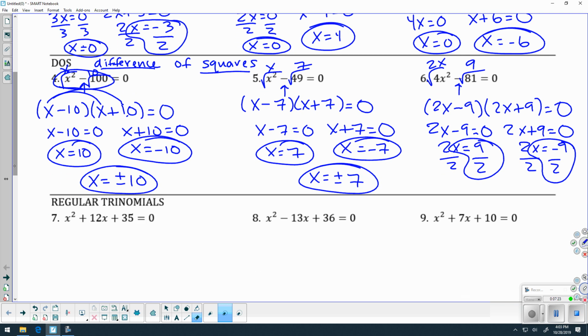Okay, so difference of squares. Again, these first 6 problems, to me at least, I think they're relatively easy. They're something that you should recognize right away. So hopefully this is coming back to you guys a little bit.